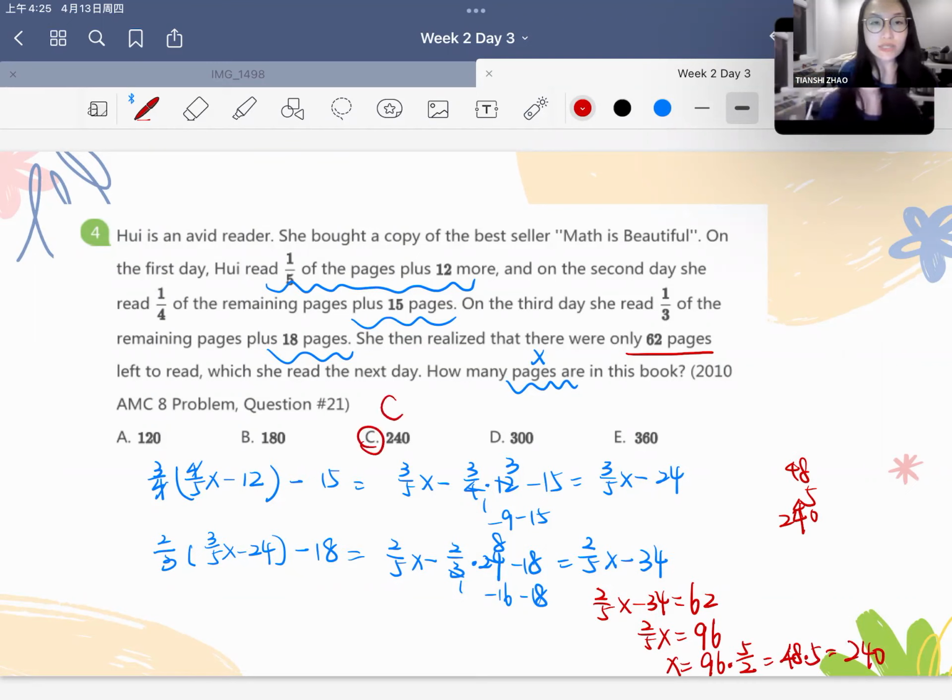I think the questions in today's practice problem are a little bit challenging, but as long as we know how to translate the words into the algebraic expression, it is very easy to set up the equation and solve this kind of problem.